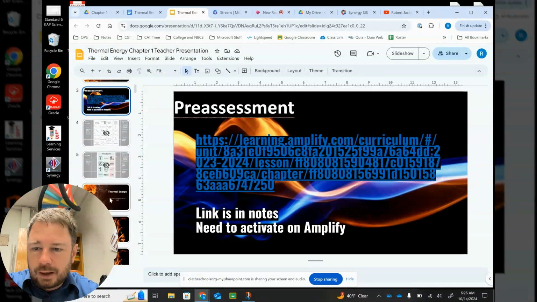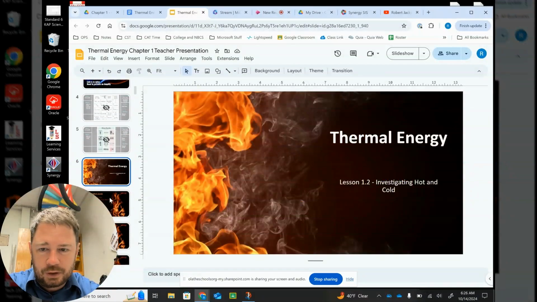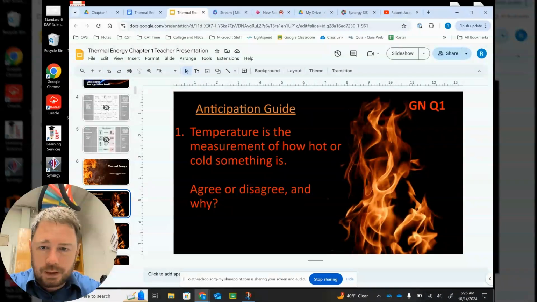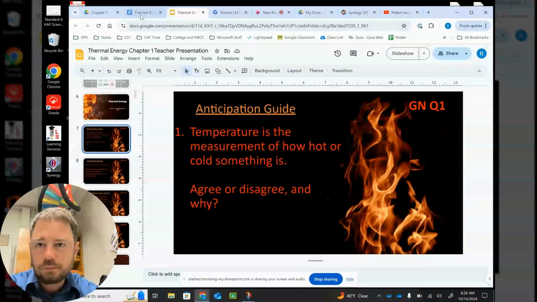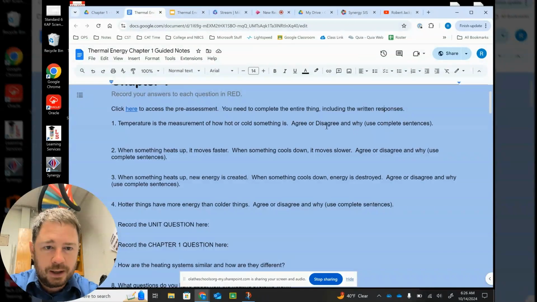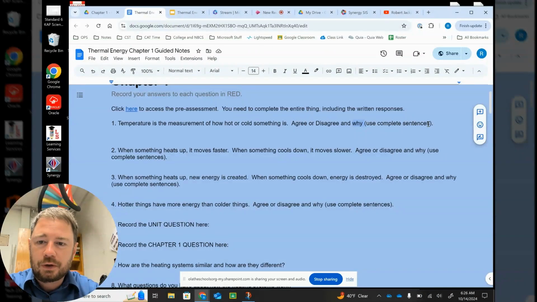Okay, next we have some anticipation guides. These are questions to get you thinking, and hopefully by the end of the unit, you will be able to answer these correctly. So, question 1 in our notes. Do you agree or disagree? Temperature is the measurement of how hot or cold something is. So, agree or disagree, and explain why. And here we would like you to use complete sentences.